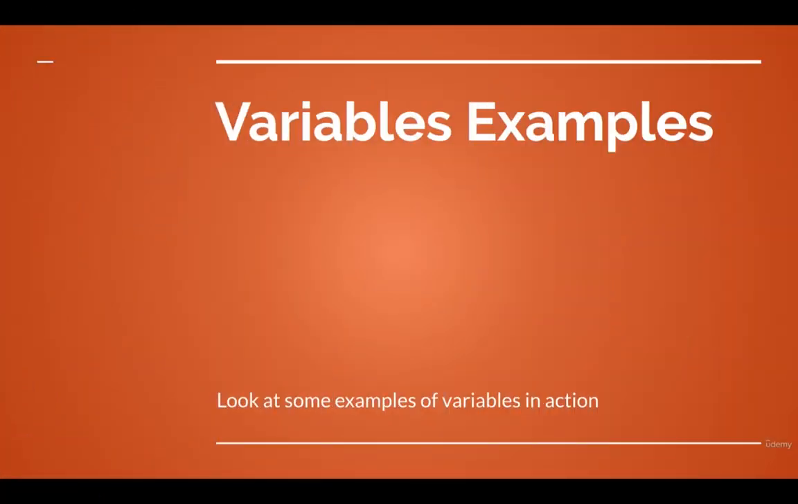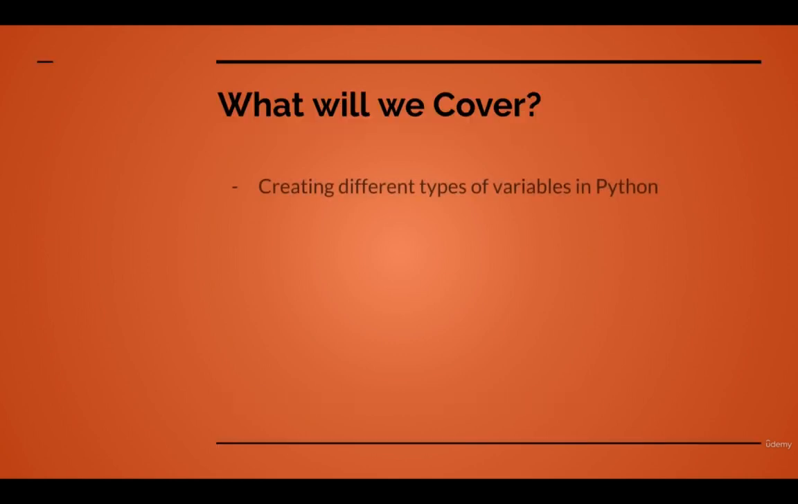What's up, guys? Welcome to the third tutorial in our Python language basics. Here we're going to continue on with where we left off last time, talking about variables, but we're going to go over some examples of variables in action in Google Colab. So we're going to start just by creating different types of variables in Python so that we can get used to creating variables and assigning values and also determining the type of variables if for whatever reason we're not sure.